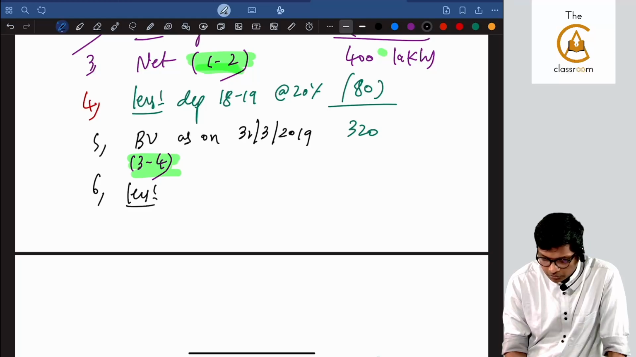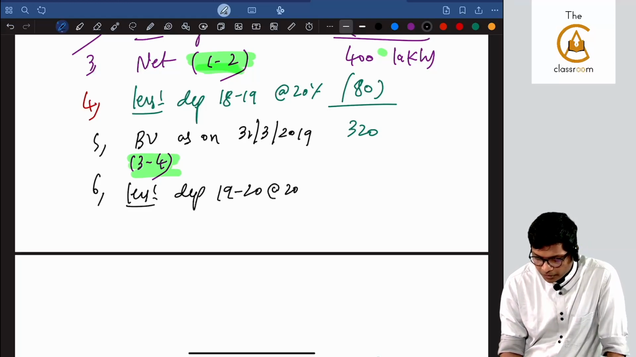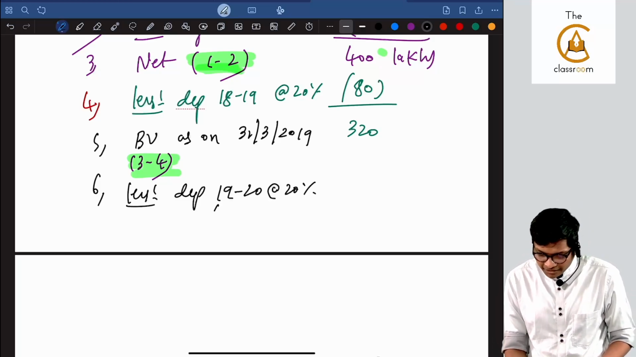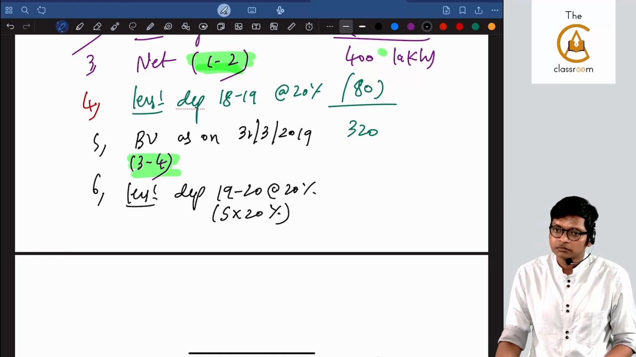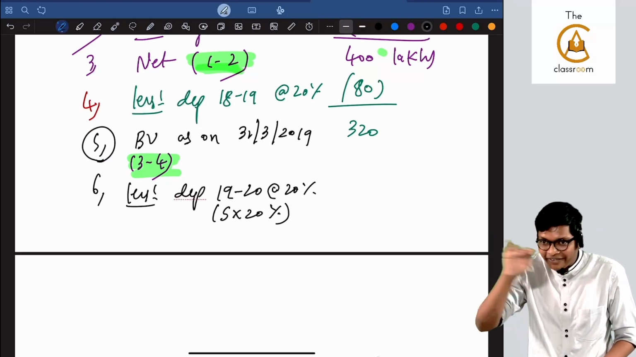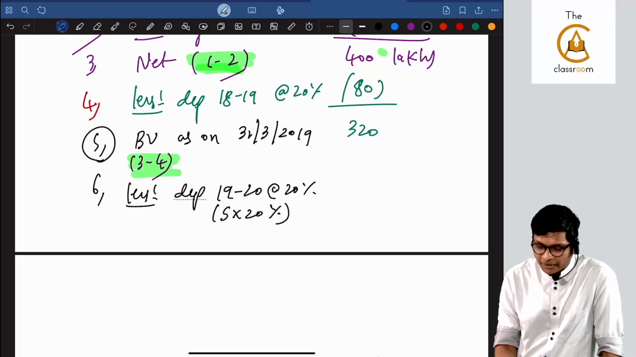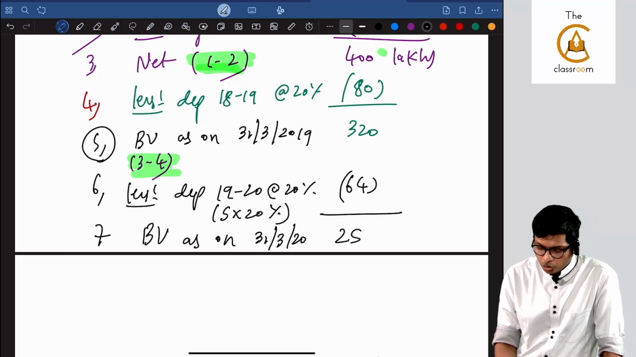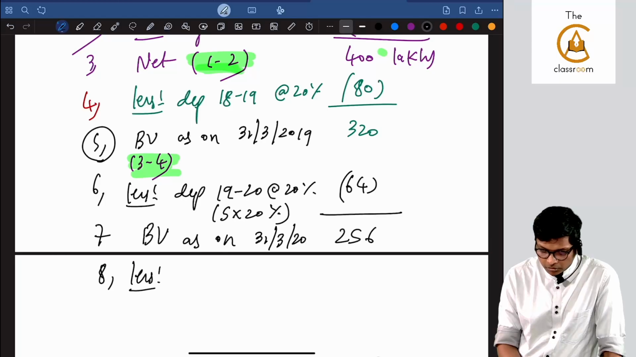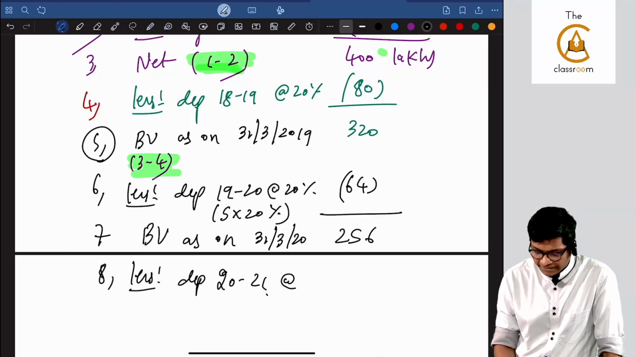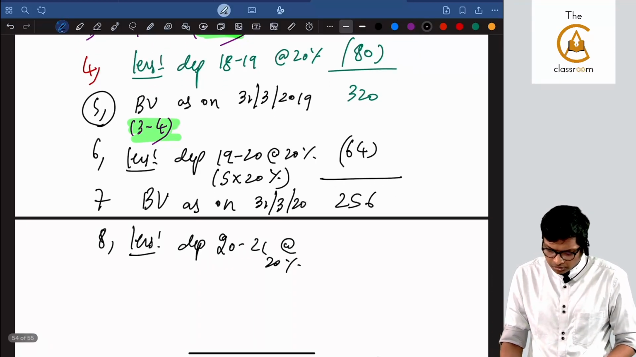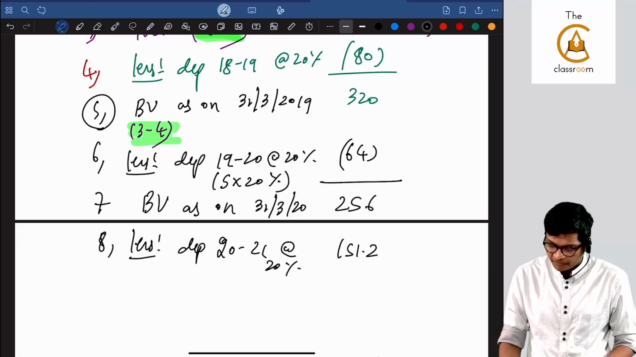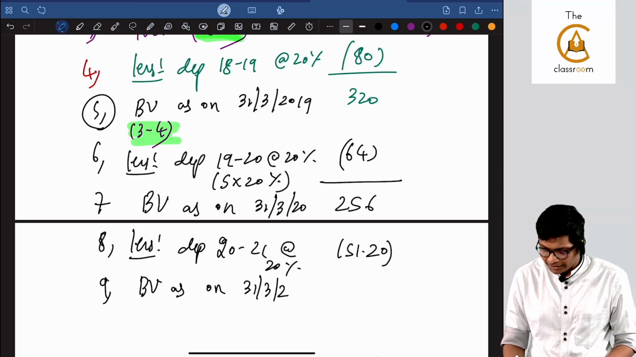Next, 6, less depreciation for what year, guys? 1920 at 20% of 320. How much? So here I will write 5 into 20%. Are you following? Row 5 into 20%. So 320 into 20% is how much? 64 will reduce. So 7, I will find book value as on 31st March 2020 is how much, guys? 256. I have to do for one more year, guys. This one, what is it? 2021 at 20%. Correct? Year 1, year 2, how much? 51 point. So you will find book value as on 31st March 2021, how much?